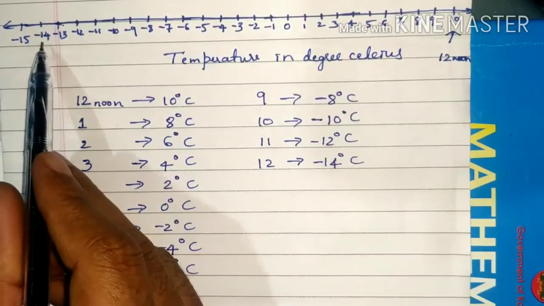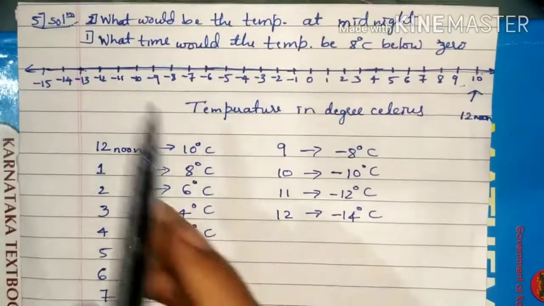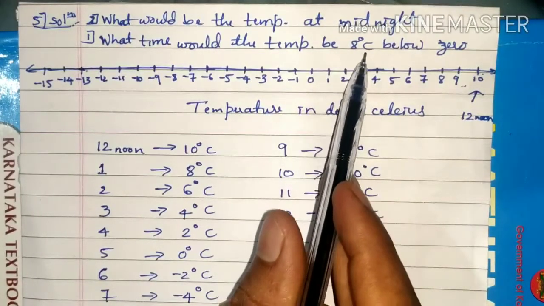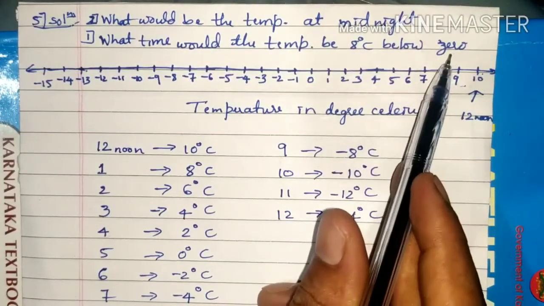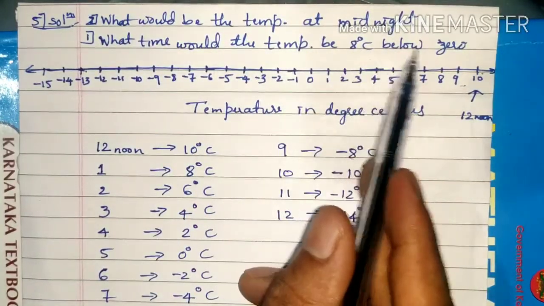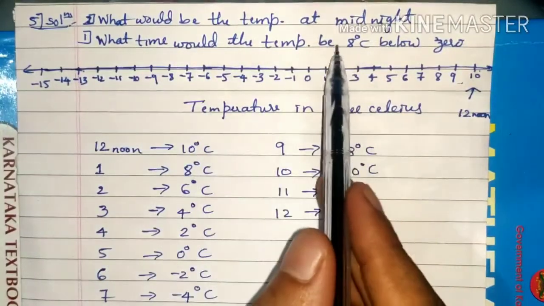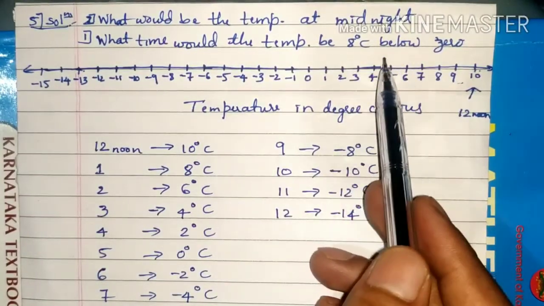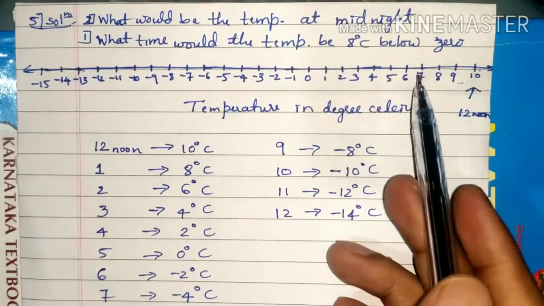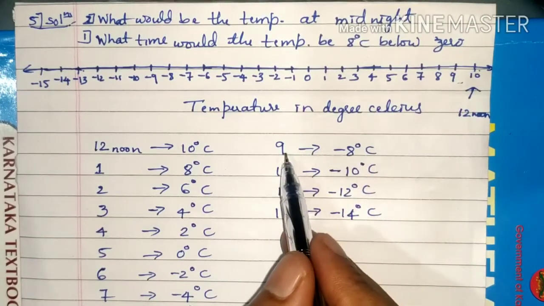It is here minus 14, decreases by 2. So the first question is, what time would the temperature be 8 degrees Celsius below 0? Below 0 means minus 8 degrees Celsius. At what time will the temperature be minus 8 degrees Celsius, or 8 degrees Celsius below 0, so on and the same. So at minus 8 degrees Celsius, what was the time?